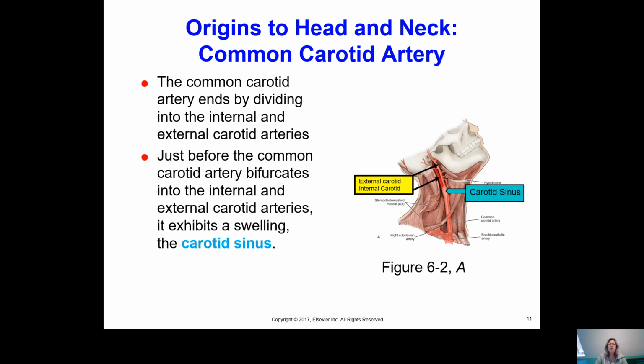The common carotid artery ends by dividing into the internal and external. So it runs up along the side of the neck toward the head, and then it branches into the internal and external carotid arteries. Just before it bifurcates is the carotid sinus. So when you put your fingers on somebody's neck and you're feeling for a pulse, you're feeling for the carotid pulse. So you're feeling that carotid sinus right here in the neck.